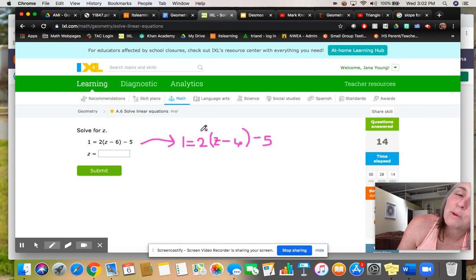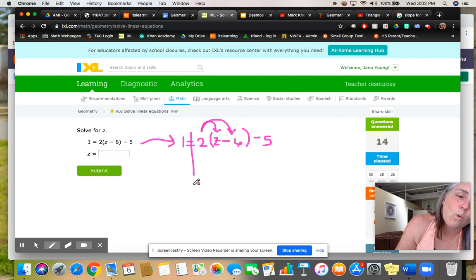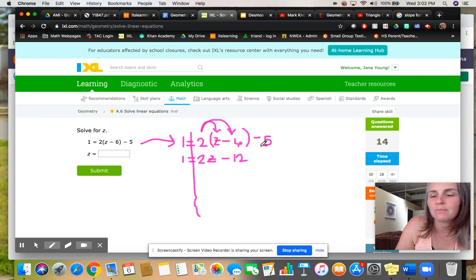And I see parentheses. Remember, I told you first thing you do if parentheses are involved in your equation is you distribute the number in front to everything inside the parentheses and nothing out. So this becomes 1 is equal to 2 times z, which is just 2z. 2 times negative 6, which is negative 12. 2 times, nope. No. 5 doesn't get to play because he's outside. It's just going to be minus 5.